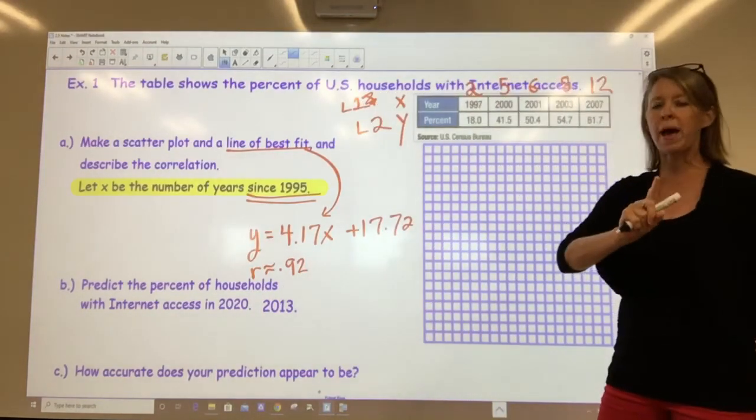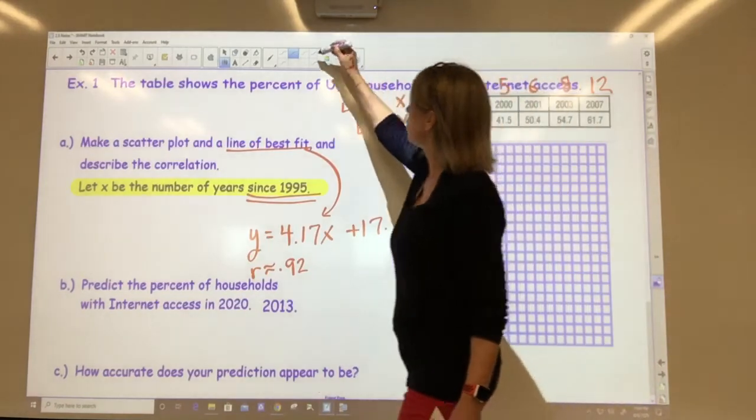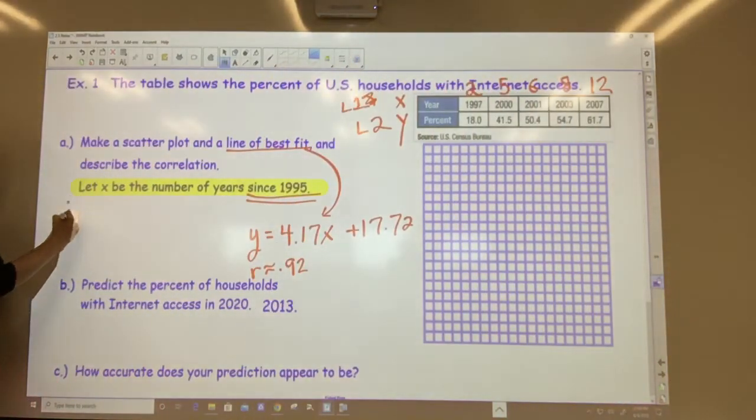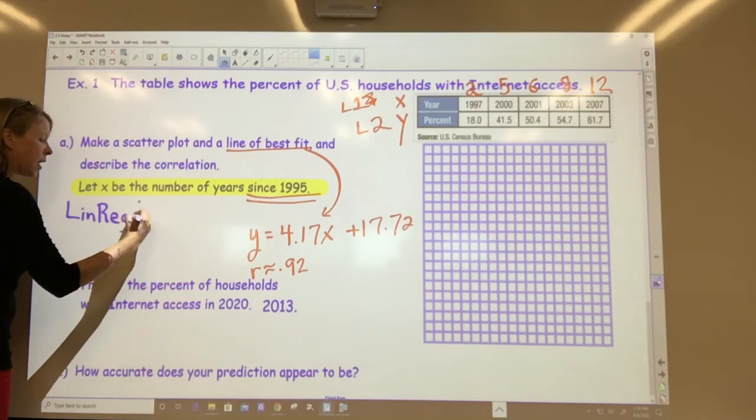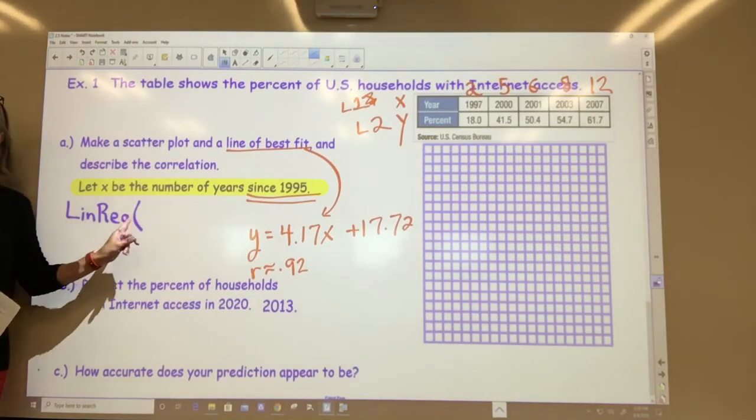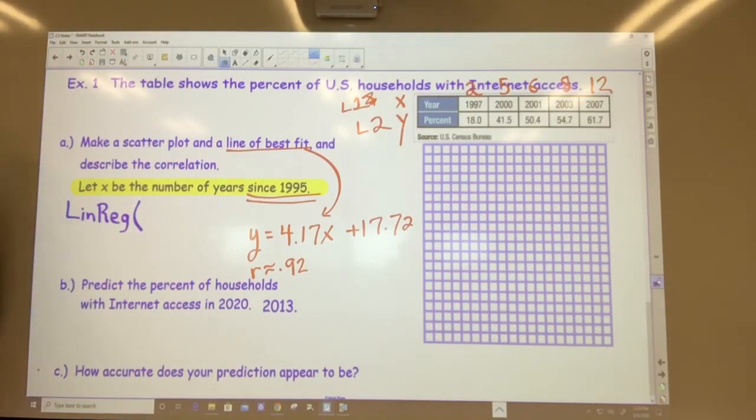Okay, now let me circle back to those of you that had the older calculators. When you chose linear regression on the calculator menu, it likely pasted this command into the home screen for you.